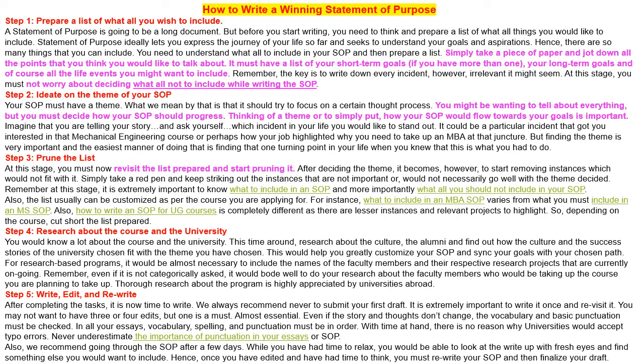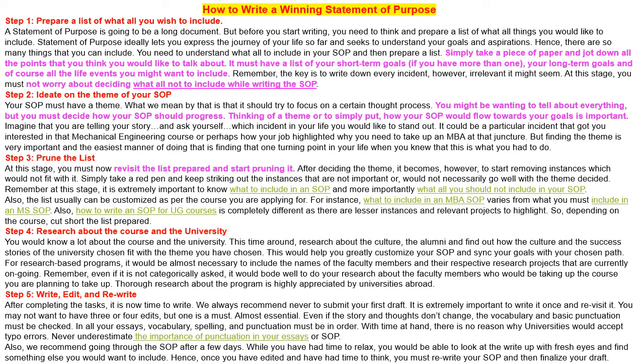Step 4. Research about the course and the university. You would know a lot about the course and the university. This time around, research about the culture, the alumni, and find out how the culture and the success stories of the university chosen fit with the theme you have chosen. This would help you greatly customize your SOP and sync your goals with your chosen path.